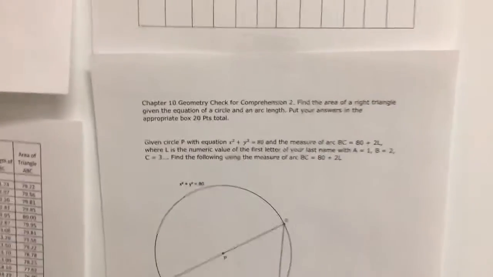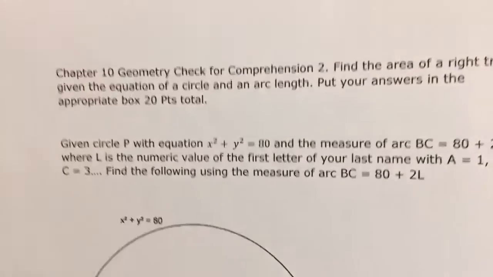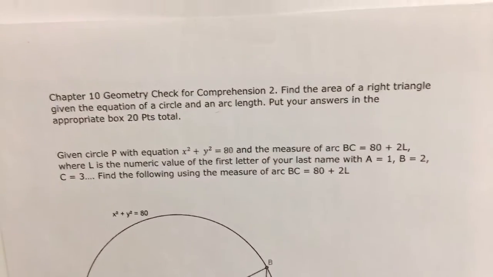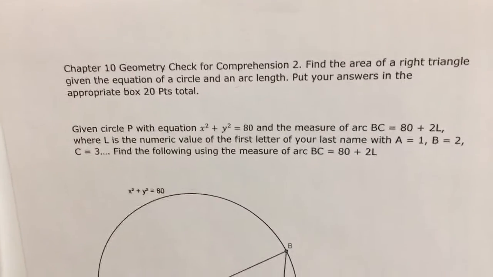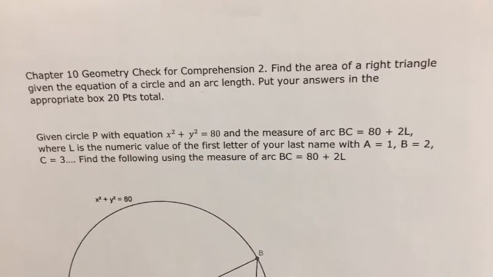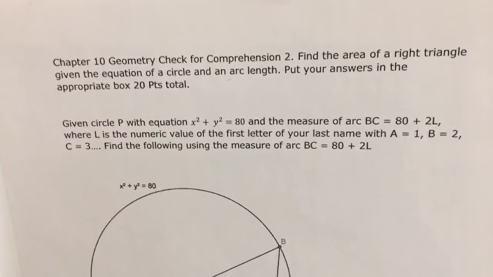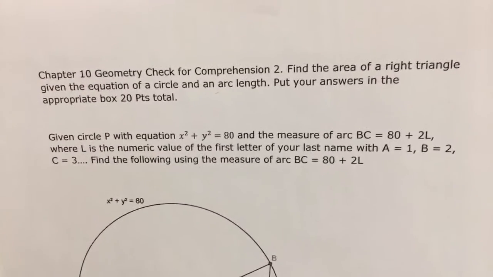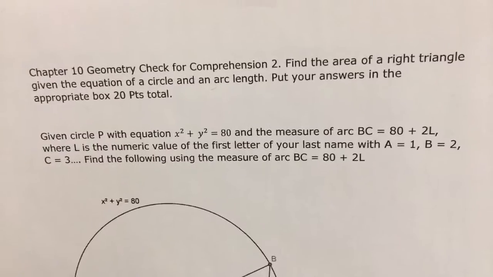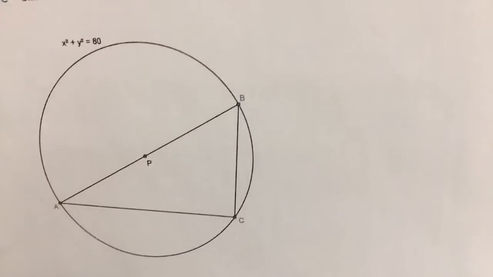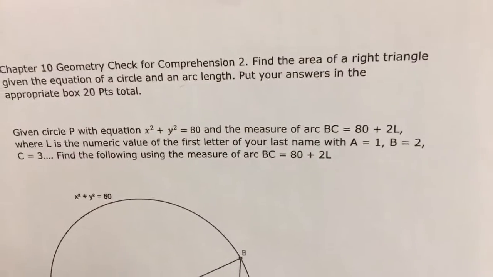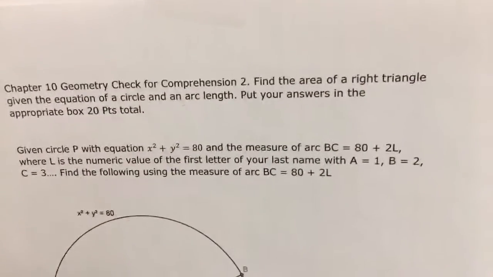All right, so here it is. It says chapter 10, check for comprehension number 2. It says find the area of the right triangle, given the equation of the circle and arc length. Put your answers in the appropriate box. So the equation of the circle is x squared plus y squared is equal to 80. And the measure of arc BC, that arc right there, is 80 plus 2L.